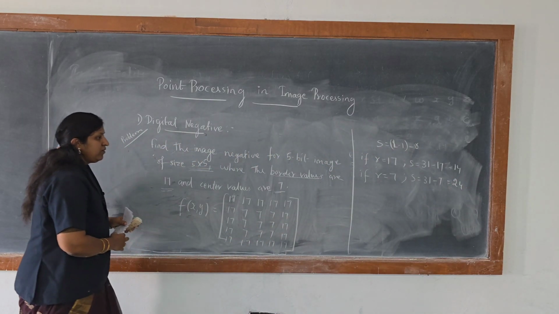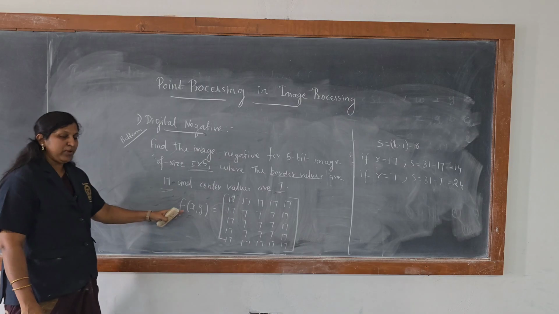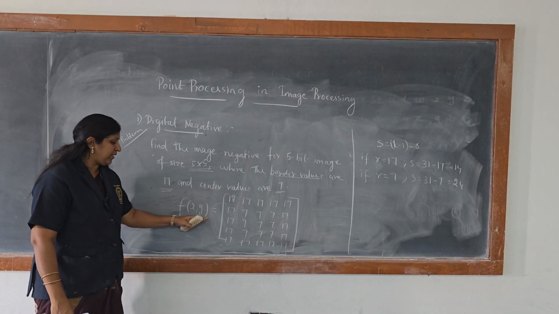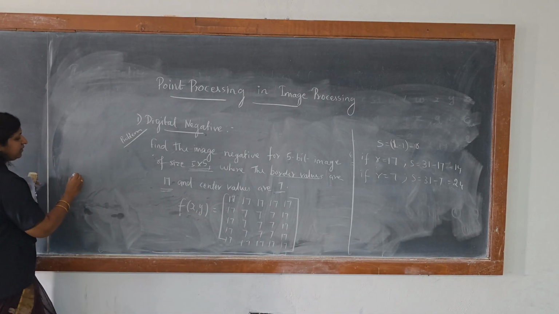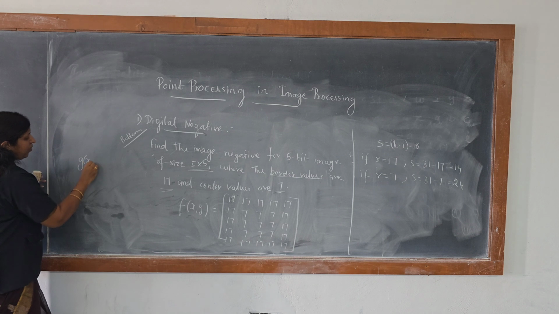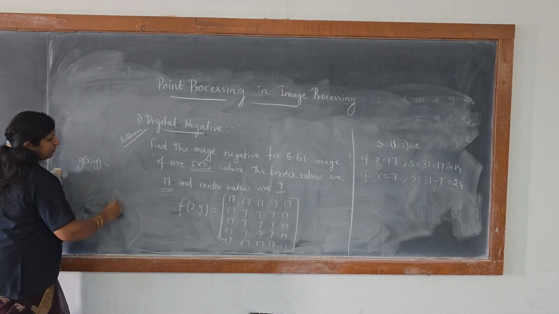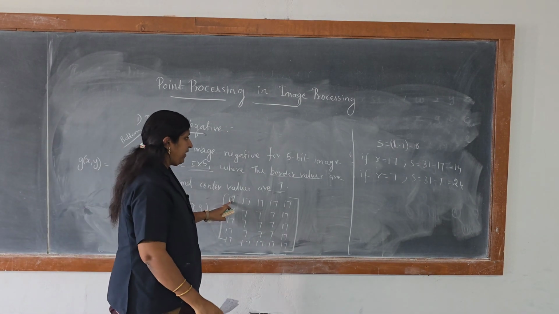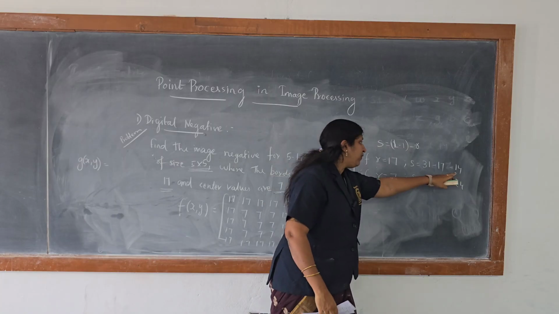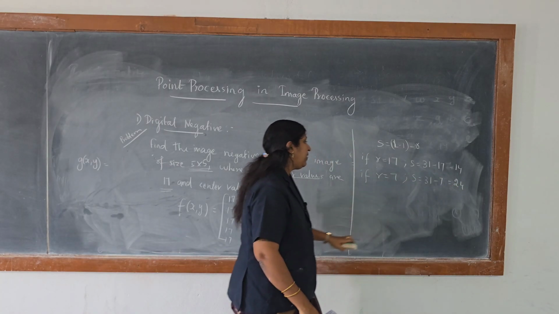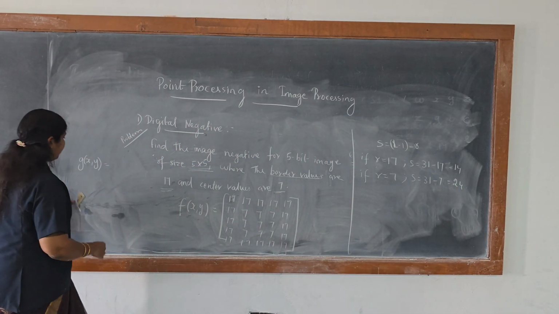Okay, so in the modified or output image matrix, what will be the result? G of x comma y is equal to, so instead of 17, what we have to write? 14 and instead of 7 we have to write 24. Okay.